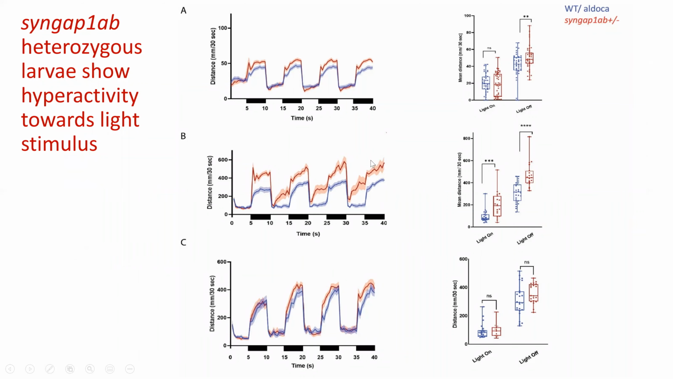Okay, so then we quantified this activity that we see. In these graphs, blue is always data coming from wild type, and red is data coming from SYNGAP1AB heterozygous larvae. The x-axis is always time, and we graphed the mean distance moved by a larva during light on periods and then during light off periods. One feature that I would like to point out, so these three are coming from three independent trials, is that during dark phases in all three trials, the activity levels are much higher in heterozygous larvae. However, during the lights on period, the activity varies a lot. We think this might be due to a batch effect.